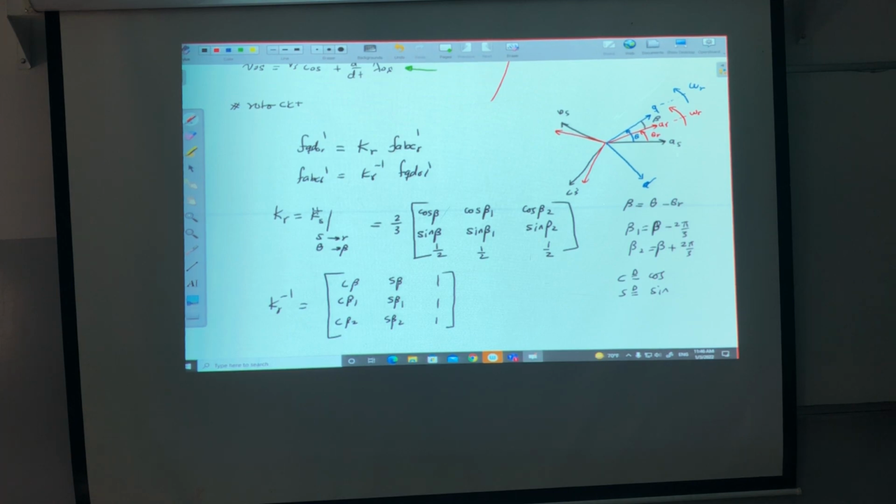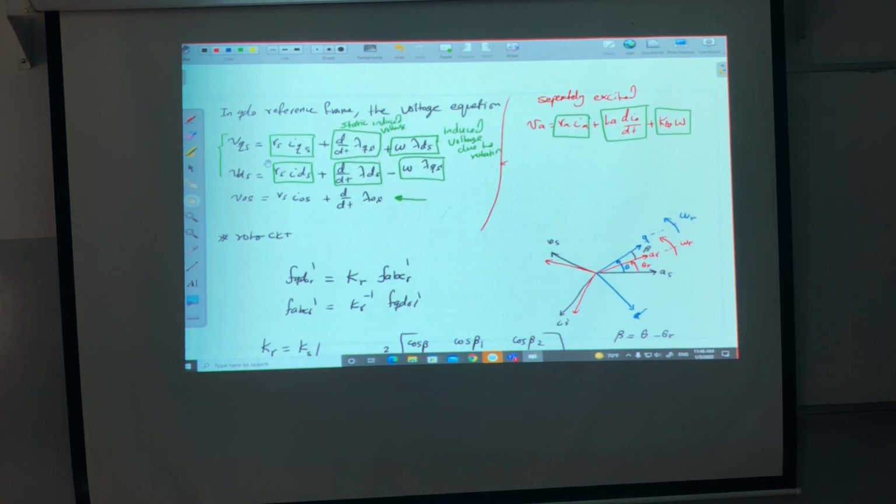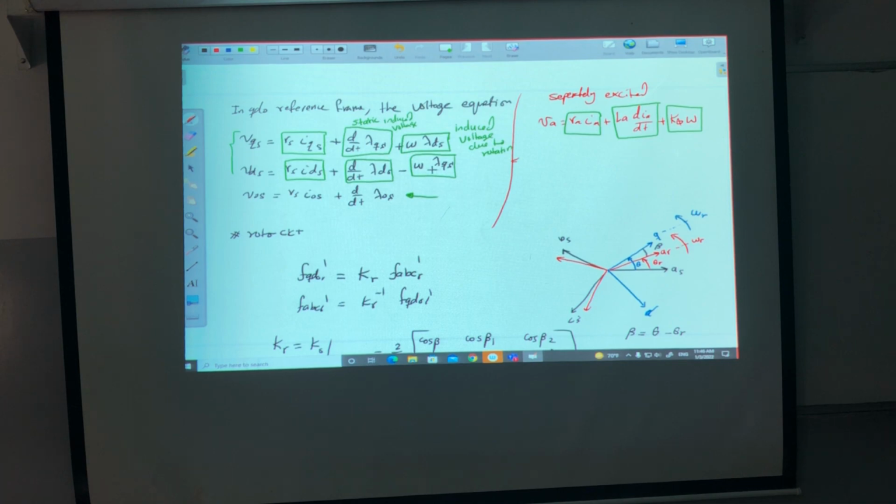So now, if I need to do the same, I need to find the voltage equation in the QDR reference frame. So I need to write almost the same equation. If we recall this one in matrix form, VQD0S will equal RS IQD0S plus d by dt of lambda QD0S, then plus omega. Here I will reverse the notation and say lambda dqs.